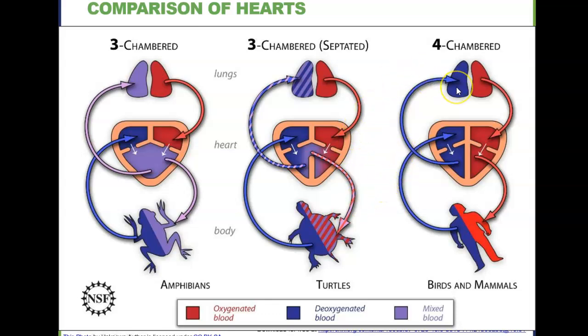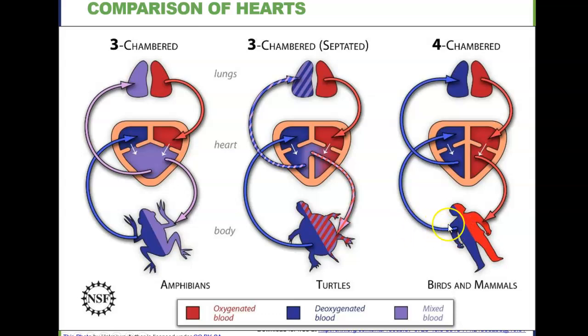And then we move on to the four-chambered heart, which is the most efficient because we have completely separated. You notice there's this wall here between anything blue and anything red. And this goes for us as well as any other mammal or bird. This is the most efficient heart structure.